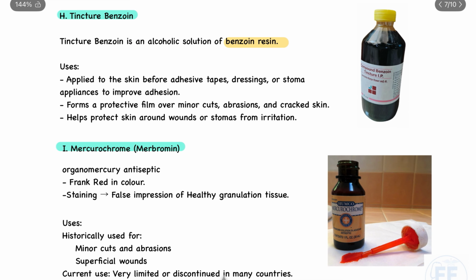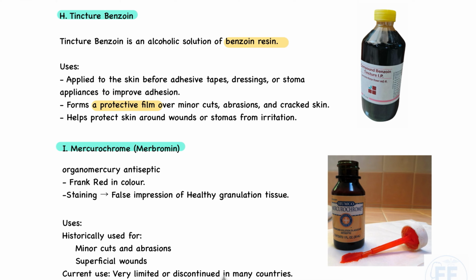Next is tincture benzoin. Tincture benzoin is an alcoholic solution of benzoin resin. Tincture benzoin is applied to the skin before adhesive tapes, dressing or a stoma, to improve adhesion, forms a protective film over minor cuts, abrasions and cracked skin, and helps in protection of the skin around a wound and stoma from irritation. Main use includes protecting the film over minor cuts.